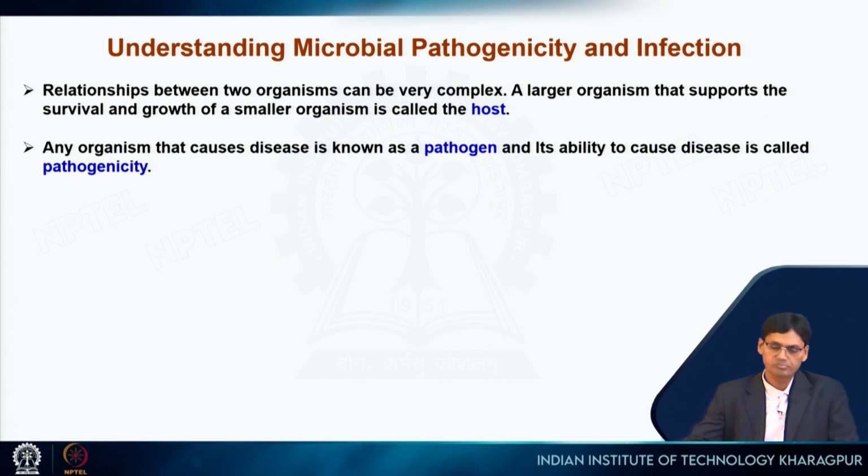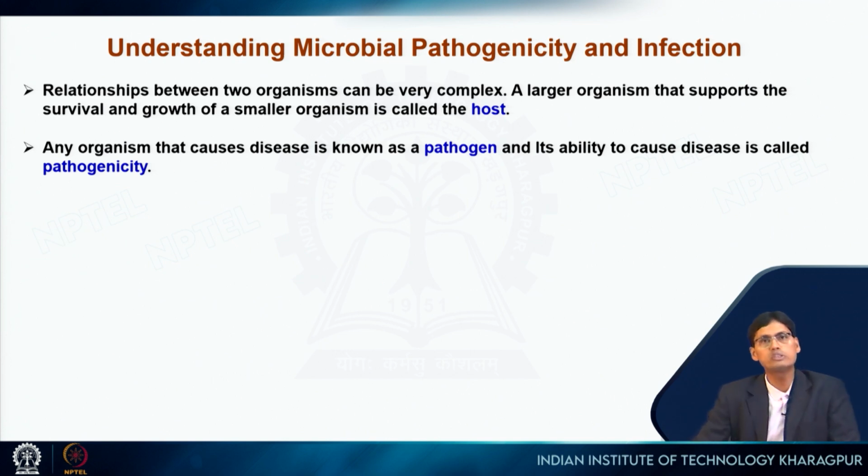So here, if you see understanding microbial pathogenicity and infection, there are different types of microbes. It includes bacteria, viruses, different types of fungi, and even some unicellular eukaryotes are also pathogens, as well as some multicellular organisms, which can also be pathogens. Now, what is a pathogen and what is a host, that I will first clarify.